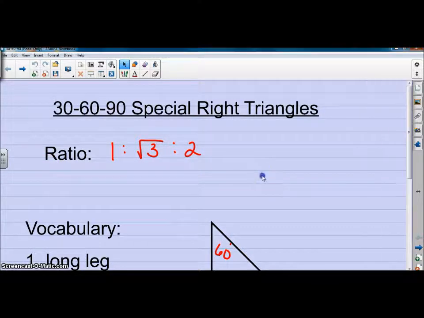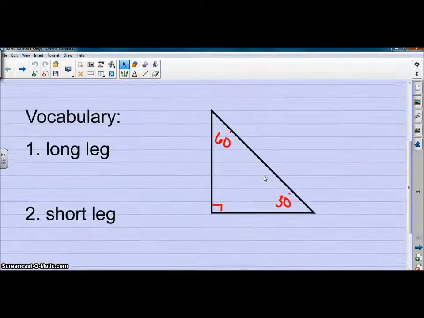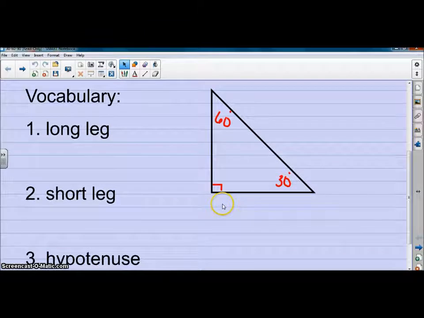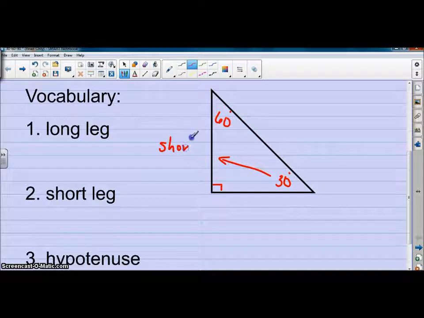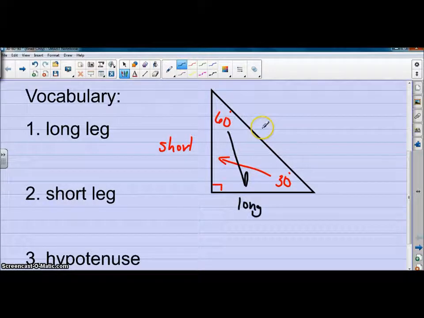There are also parts in this triangle that are different. In the 45, 45, you had two legs with the same length. In this triangle, we do not have the same length, as I said earlier. Across from the 30 degree, you have what's known as the short leg. So if I draw this in, this is known as our short leg. Across from our 60, we have what's known as the long leg. And of course, the hypotenuse is still opposite our right angle. So our sides are short, long, and hypotenuse.